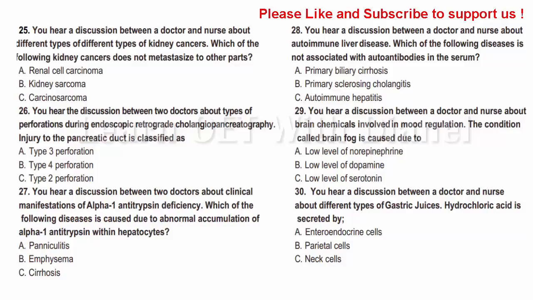Question 26. You hear the discussion between two doctors about types of perforations during endoscopic retrograde cholangiopancreatography. Now, read the question.